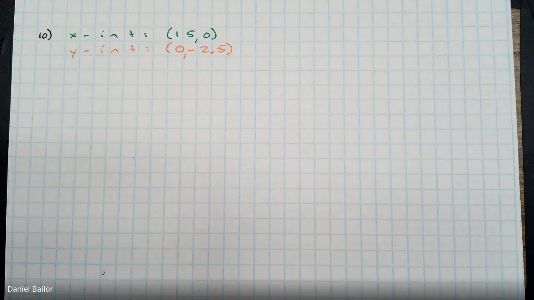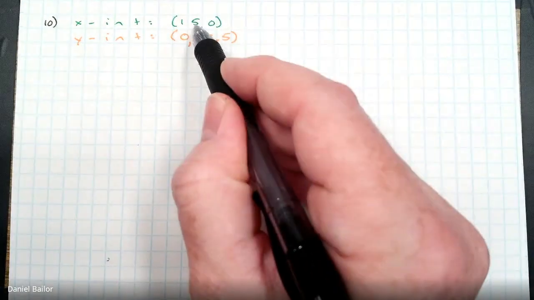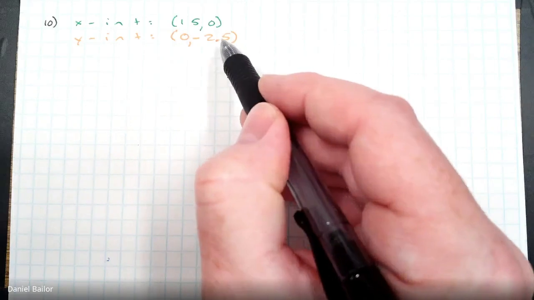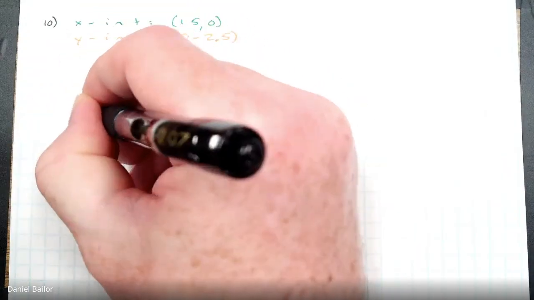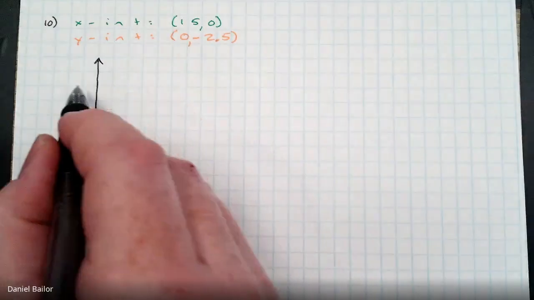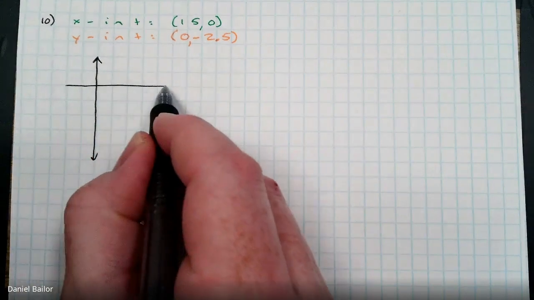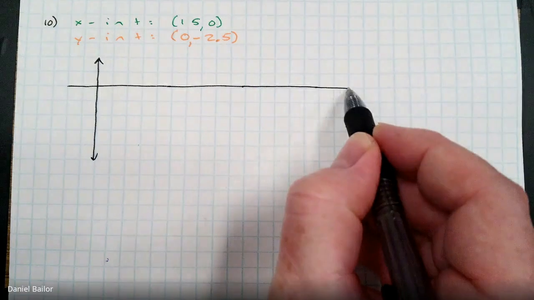Now I need to graph those. I have my intercepts. Let's graph them. So now I need to build my axes. Now x needs to go all the way to 15. Y needs to go to -2.5. So I'm probably going to go like that. And I need to go out at least to 15. I'm going to go a little bit more.